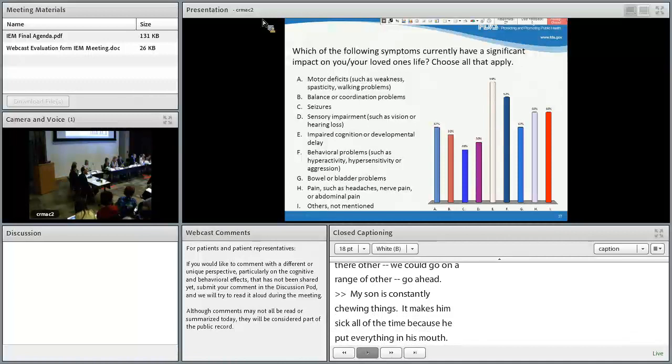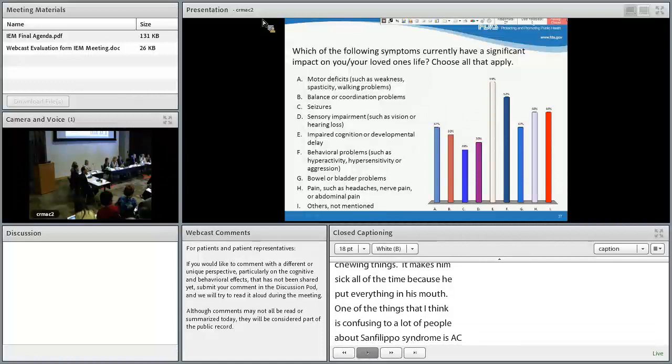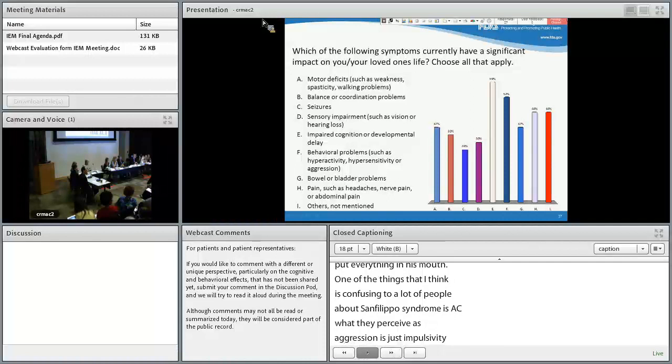One of the things that I think is confusing to a lot of people about Sanfilippo syndrome is that what they perceive as aggression is just impulsivity on his part. It's not actually aggression. If he has a cup and you stand in front of him, you're likely to get the cup chucked in your face, right? It's not because he's trying to hurt you. It's just what he does with a cup that's in his hand. It's just going to get launched.